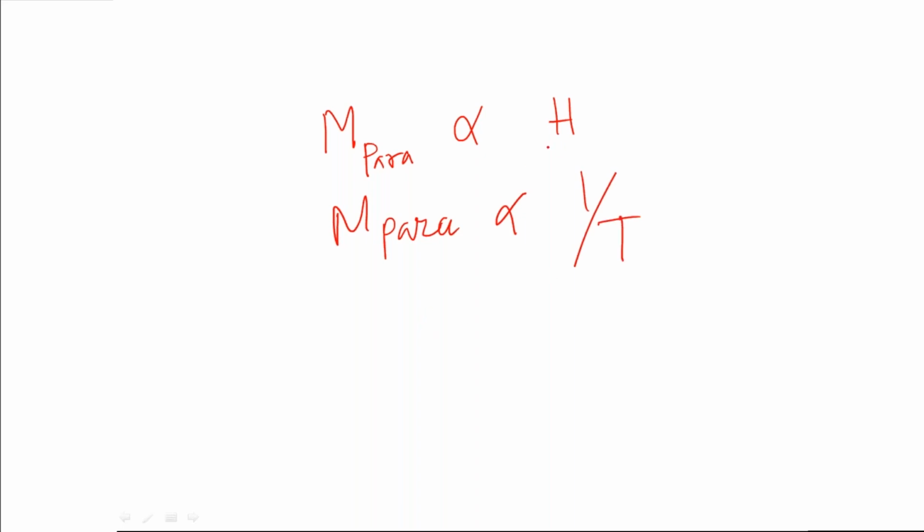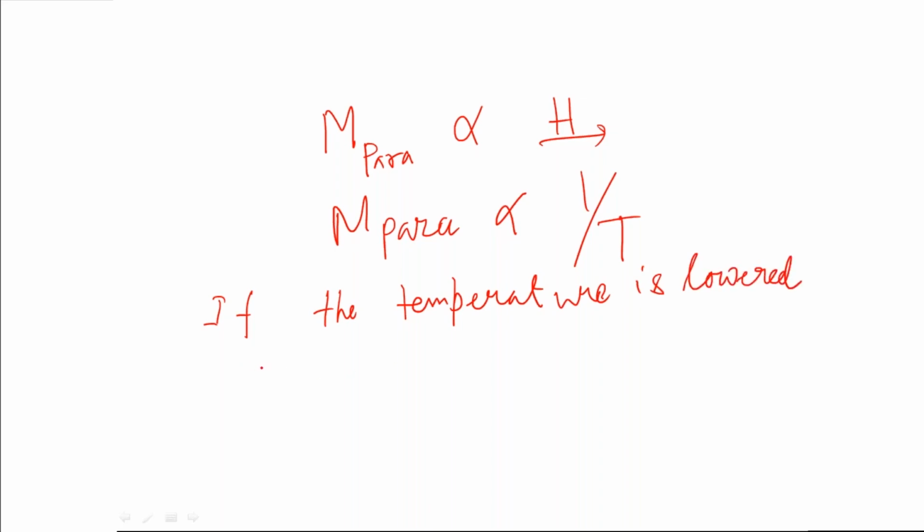See, magnetization in paramagnet, I'll write here para. It is proportional to the external field applied, and it is actually inversely proportional to the temperature of the material. That means if you increase the field higher and higher, you will get more and more magnetization in paramagnetic material. But if you increase the temperature, then what you get is lower and lower magnetization.